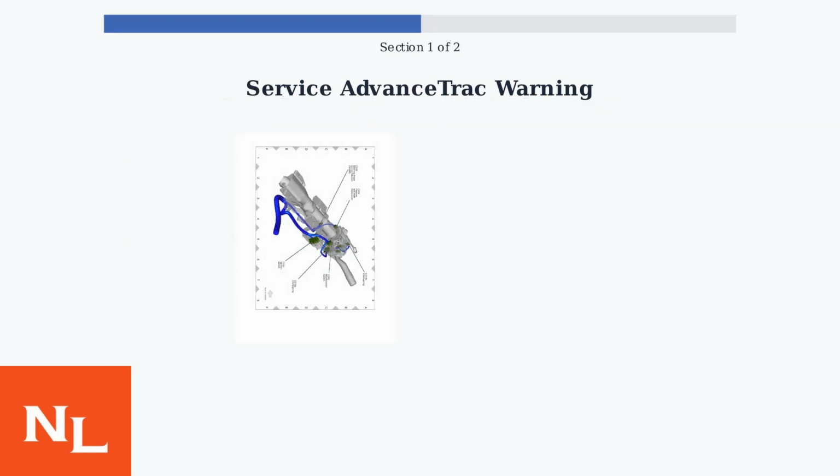This technical diagram shows the steering column components, including the steering angle sensor module. When these components malfunction or lose calibration, they can trigger the Service AdvanceTrac warning.